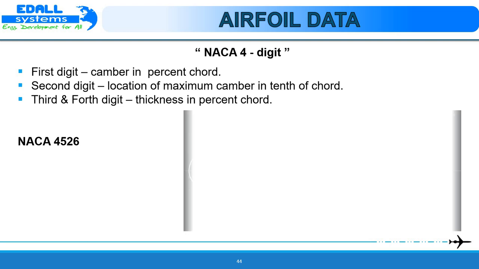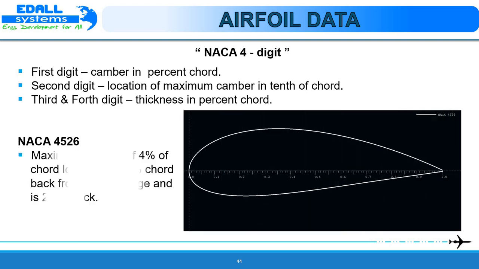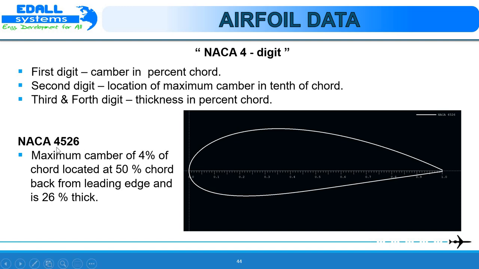The NACA 4526, which looks like this. The maximum camber is 4% of the chord, located at 50% chord back from the leading edge, with 26% thickness. So hence we have 4%, which represents the first digit, 50%, which represents the second digit, and 26% thickness, which represents the last two digits.